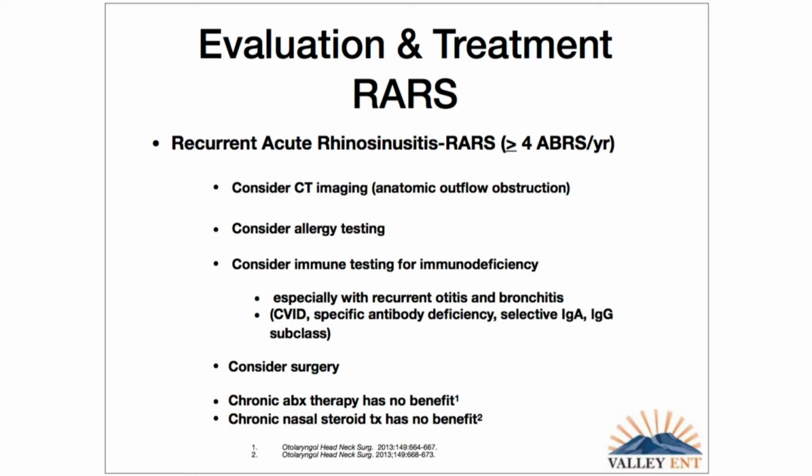These patients do very well with surgery. If they have an immunodeficiency, they're helped by surgery. If they just have an anatomic obstruction, you can sometimes cure them with surgery. Chronic antibiotic suppression therapy in that population has no benefit, by the way.